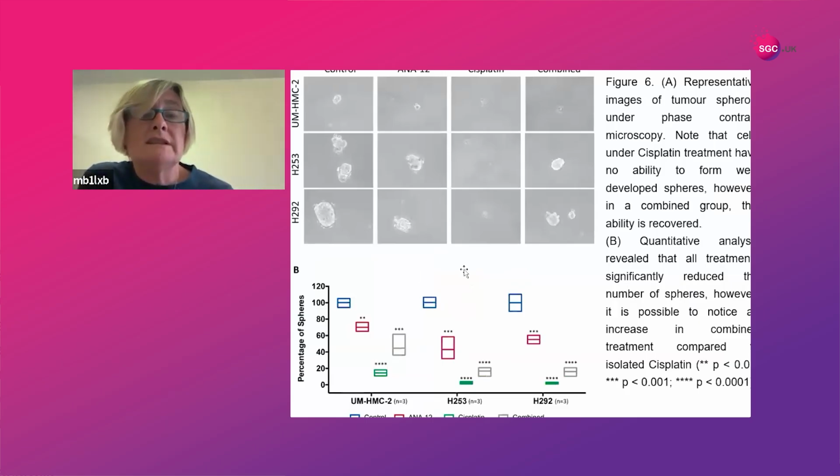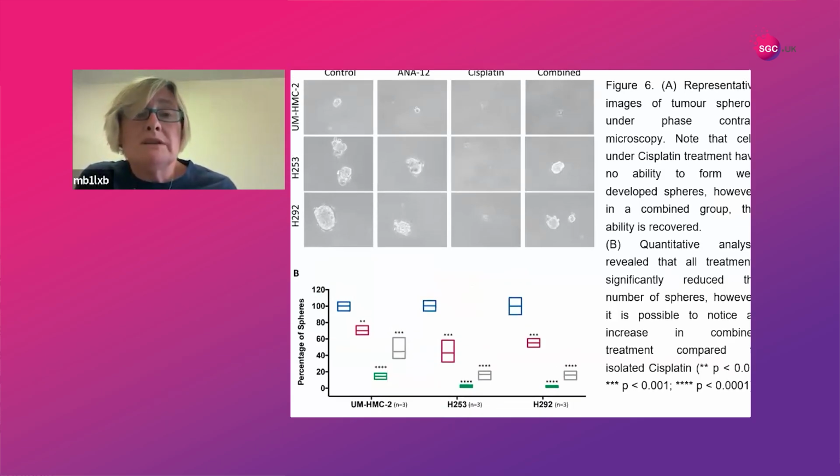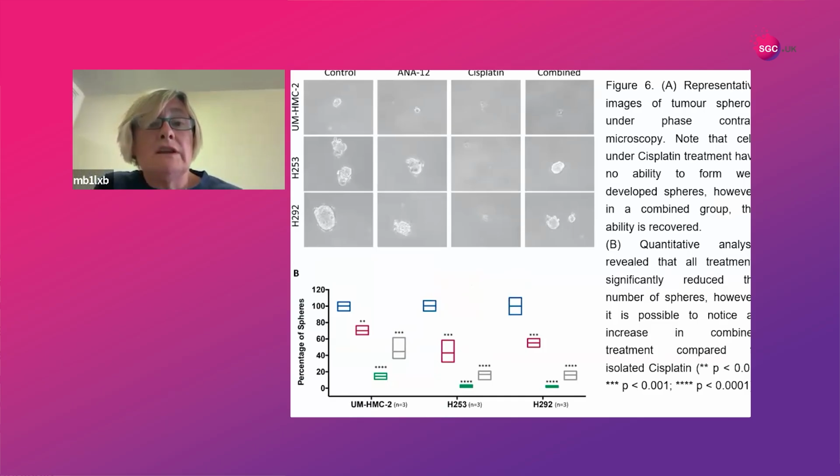And so these are little tumor spheroids that we can grow. There's practically nothing growing in the cisplatin treated spheroids in comparison to the ANA-12. And interestingly, if you combine the two, then certainly for two of the cell lines, they were able to negate almost the cisplatin effect, which is quite interesting and requires a little bit more studying, I think.